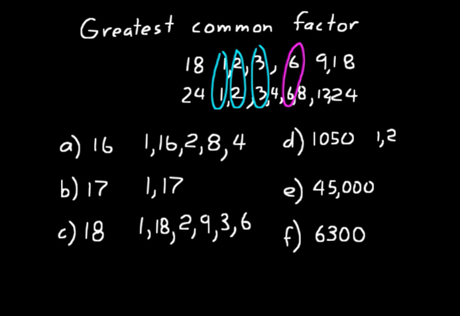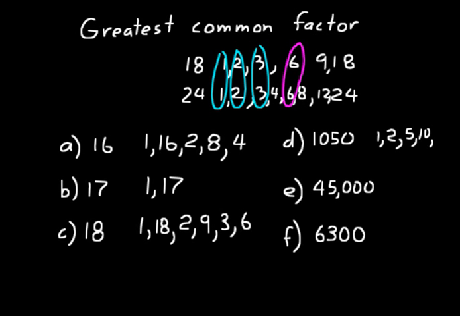The last digit is a 0, so this number can be divided by 5. So 5 is a factor. 10 would also be a factor because the last digit is a 0. So that means it can be divided by 10 and get a whole number quotient.